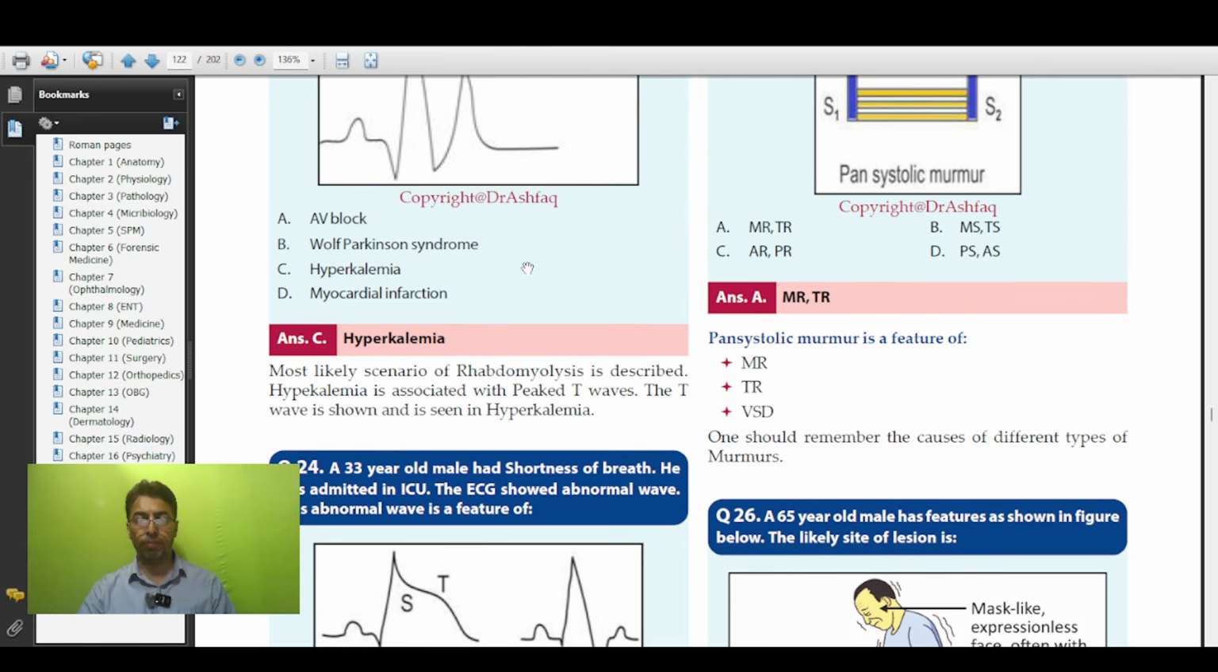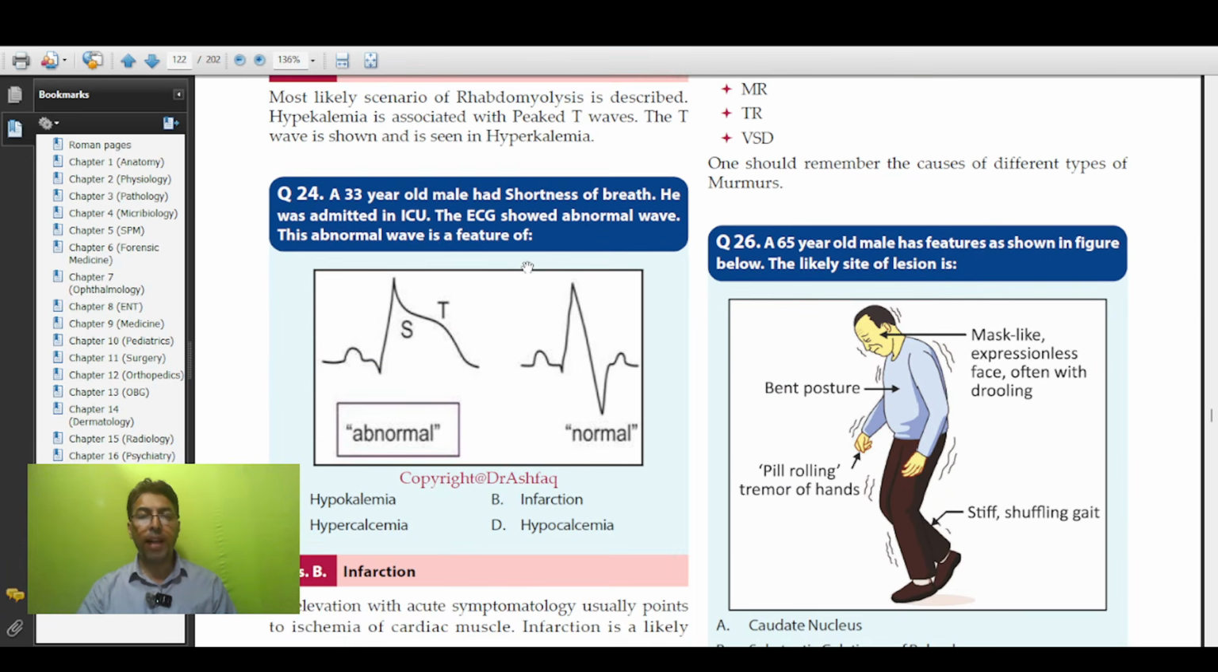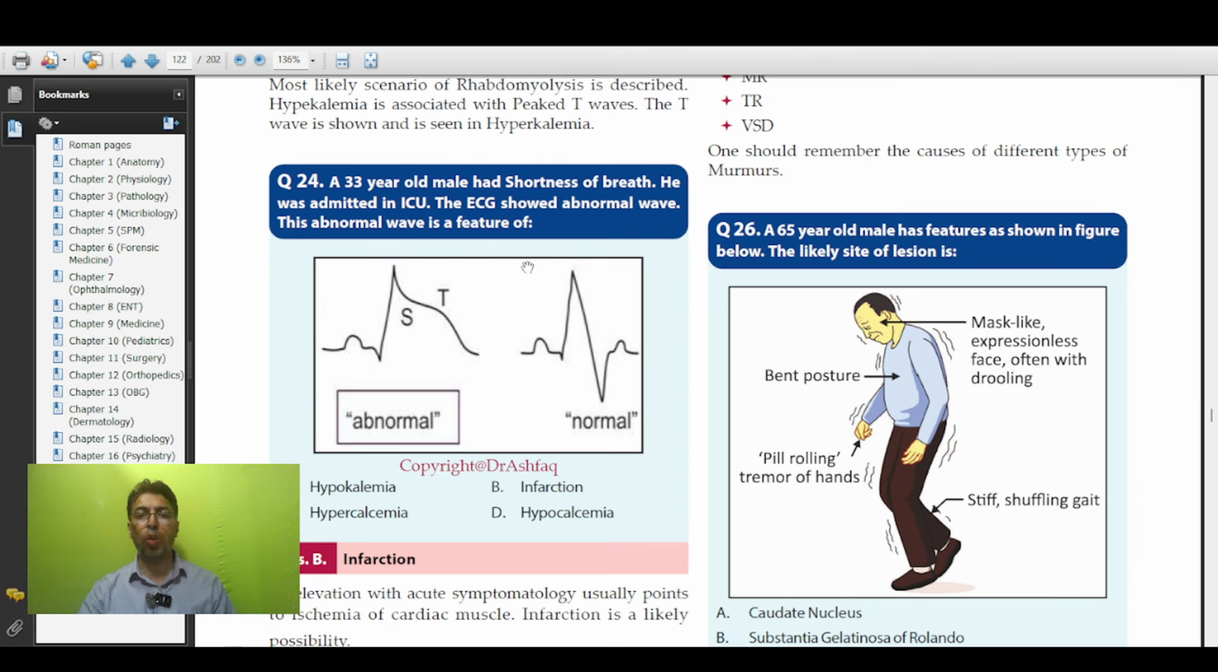That is important. Now, over here, another question: a 33-year-old male has shortness of breath. He was admitted in ICU. The ECG shows an abnormal wave. The abnormal wave is a feature of... Now over here, there is what I just previously mentioned. This is a normal wave on the right hand side, and this is an abnormal one. So you can see the abnormal ST elevation. The ST segment in this strip is elevated. This is simple ST elevation which has been shown over here.